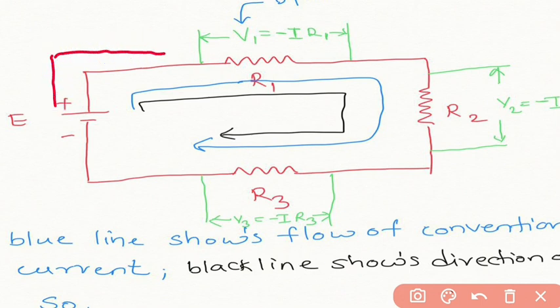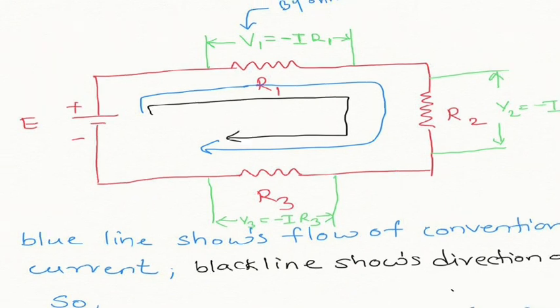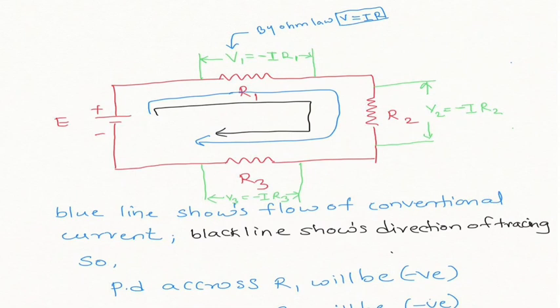So the direction of tracing and current is the same. The potential difference across R1 is V1 by Ohm's law, V is equal to IR. So across this resistor we will have a potential difference of V is equal to minus IR1. Then again we are moving towards R2, so we will have V2 here, which will be again minus IR2. Then moving to R3, which will be again minus IR3.